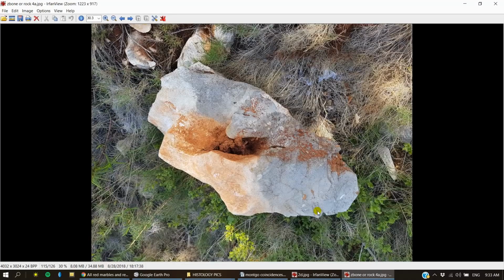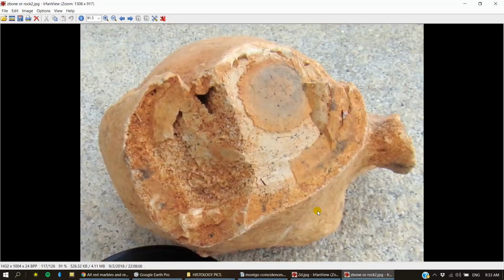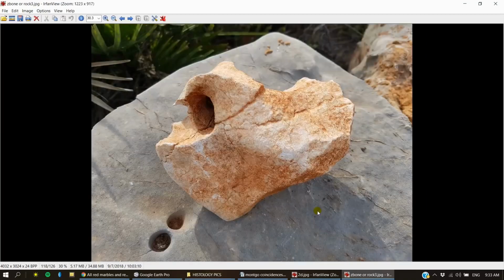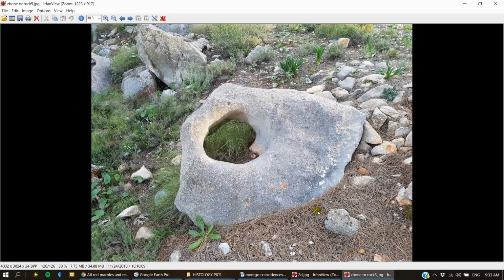Okay, so rock, bone, rock, bone. Or is it all bone?